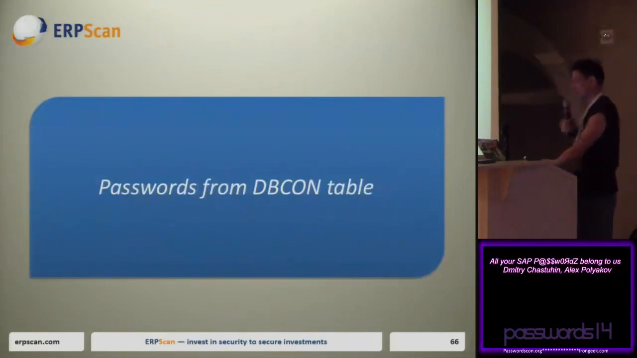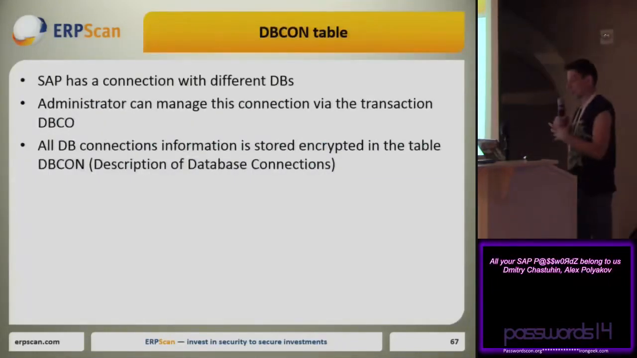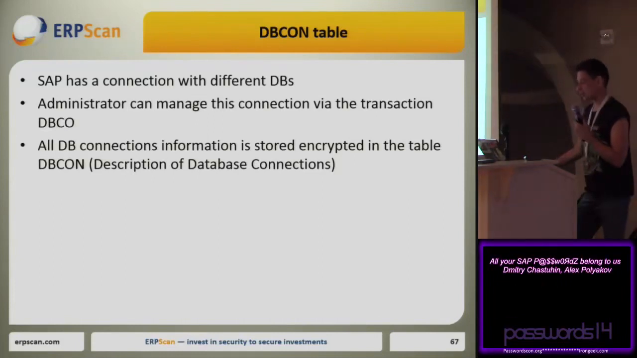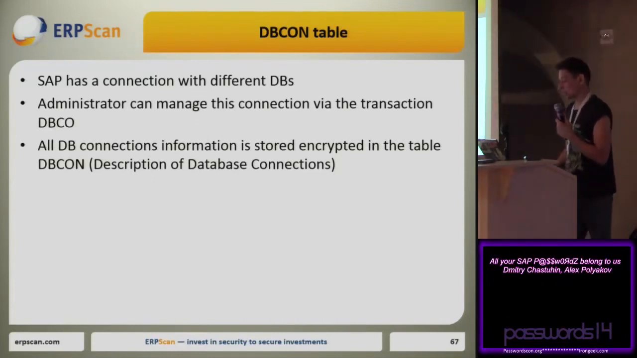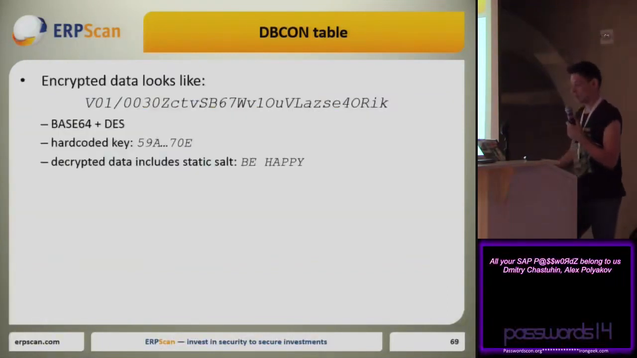Okay, let's go to another interesting table, the DBCON table. As you know, SAP has connections with different databases, and the administrator can manage these connections via the transaction DBCO, and get information from the database, some kind of statistics. All database connection information used in the DBCO transaction is stored, encrypted, in the table DBCON. Let's look at this table. That's how the DBCON table looks: information about the connection, username, and password, of course.